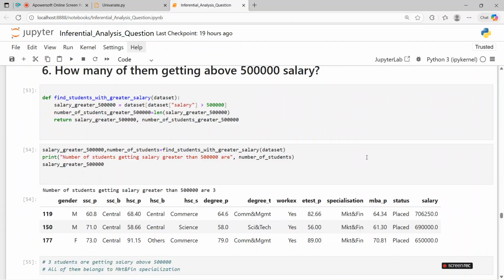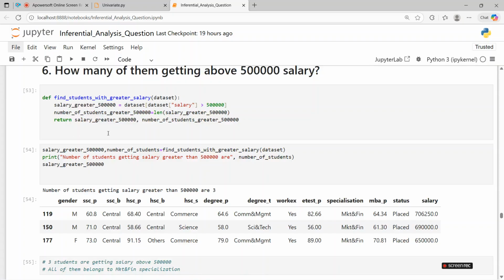So how many of them are getting above 5 lakh salary? For that we have a function, find students with greater salary. We are passing the data set. The first step is salary greater than 5 lakh. We are taking the values of the salary and checking whichever values are greater than 5 lakh. We keep them in salary greater than 5 lakh. Next we are counting the number of occurrences of salary greater than 5 lakh using len, and keeping it in number of students greater than 5 lakh. This will be the count of the students who are having salary greater than 5 lakh.